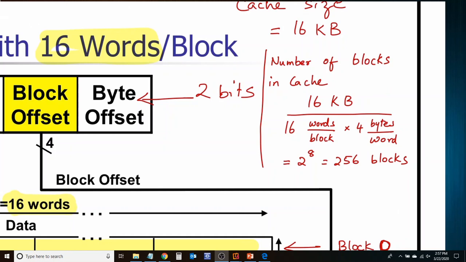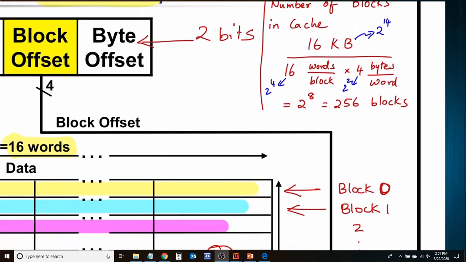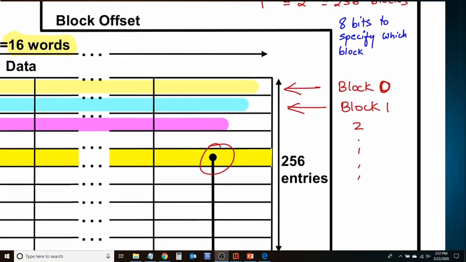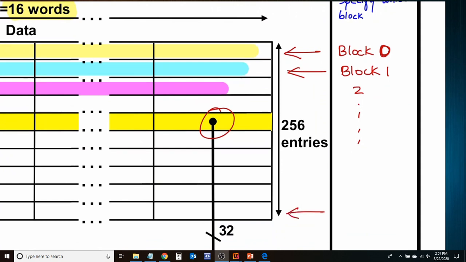So this is going to be 2 raised to 10 plus 4, 14. This is 2 raised to 4. This is 2 raised to 2. And then you can subtract the exponents and find that out. So 256 blocks. So 256 blocks in this cache also means that we would need 8 bits to specify which block. So block 0, block 1, block 2. So the last one should be block 255.